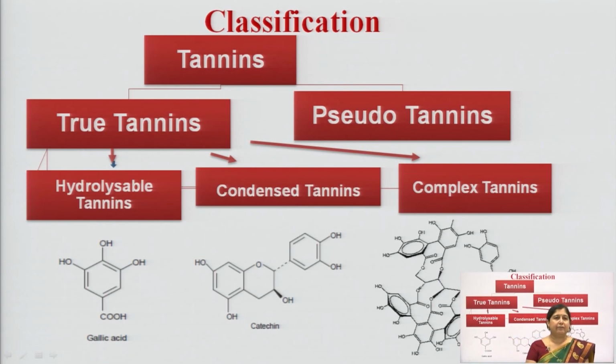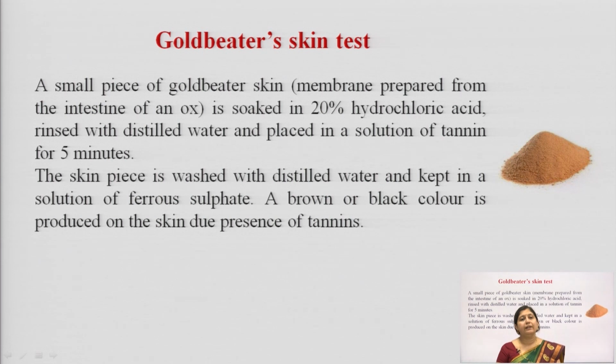Now, if we look at the classification, before I move further, I would like to share one test which is generally done for the tannins, which is known as the gold beaters test. In this test, we can either use the gold beater skin or the animal hide powder. Gold beater skin is the membrane prepared from the intestine of an ox. The intestine is first soaked in 20% HCl. After that, it is washed nicely with distilled water and again placed in the tannin solution for about 5 minutes.